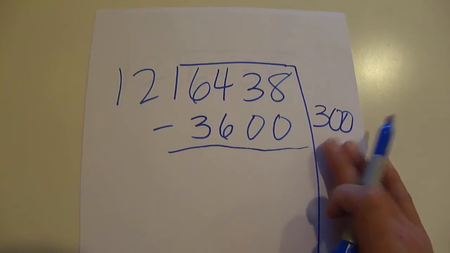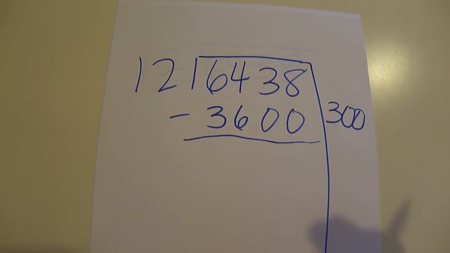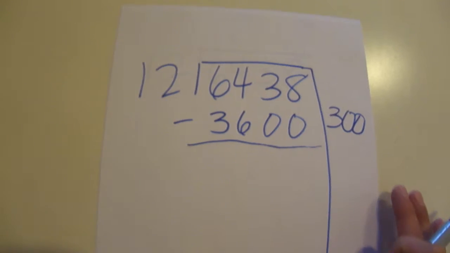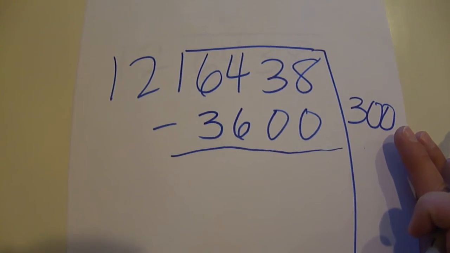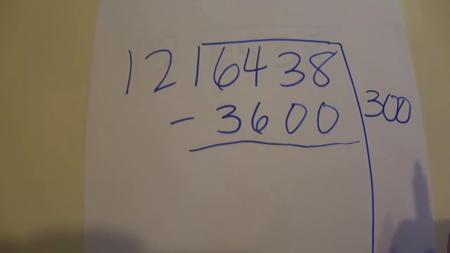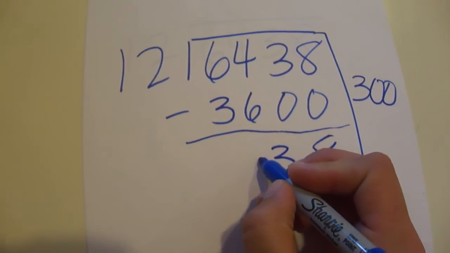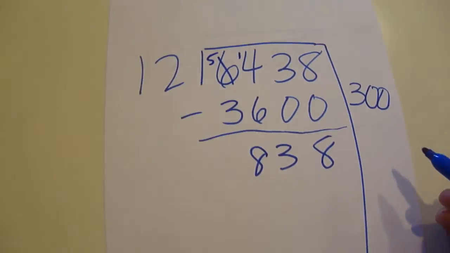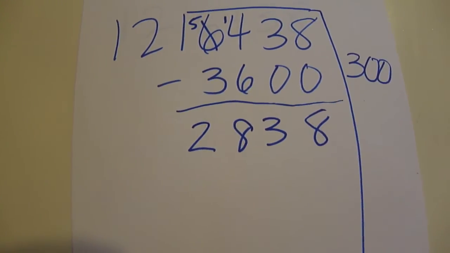They could even start with 100. Okay, that would be a pretty low level understanding to just take 100 12s, which would give you 1,200 here. But a kid that's about middle of the road would do 300. And so again, you can subtract here, and you would get 2,836.